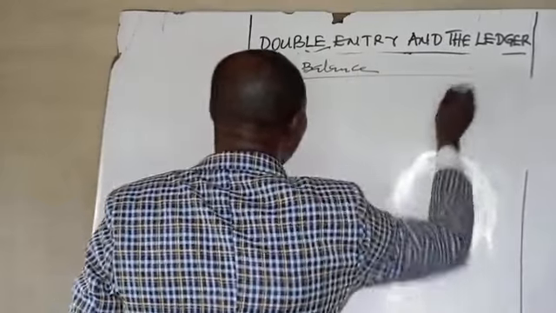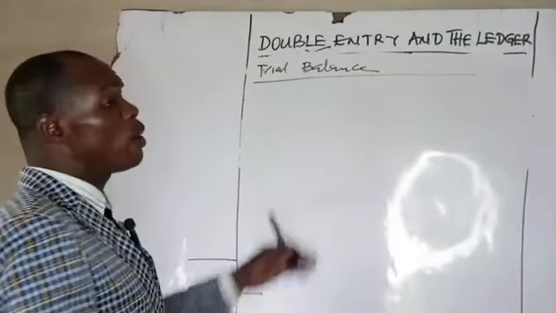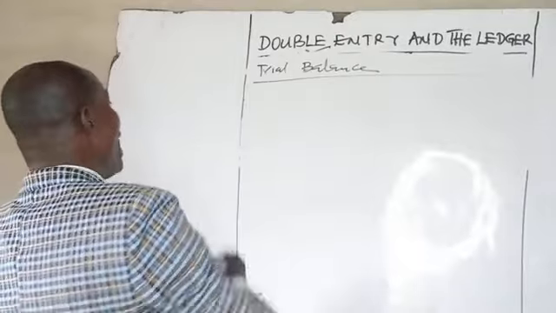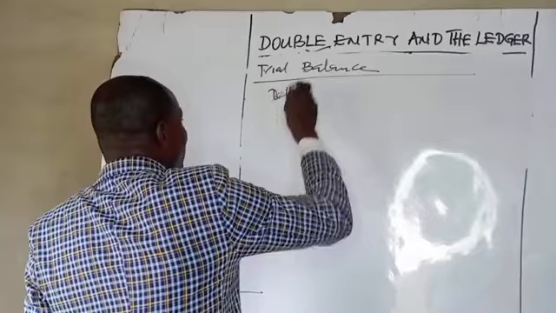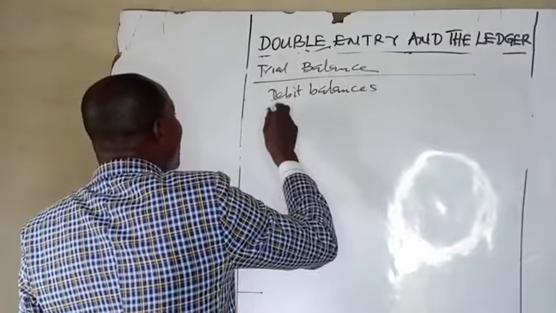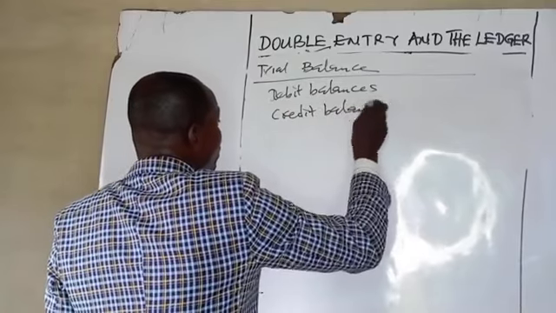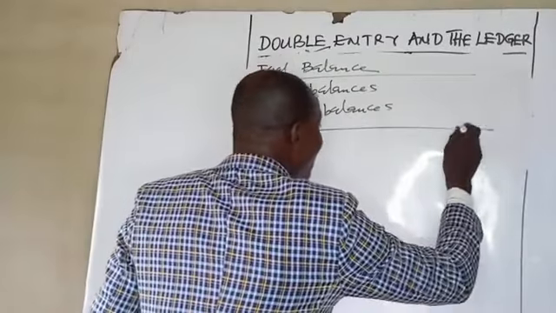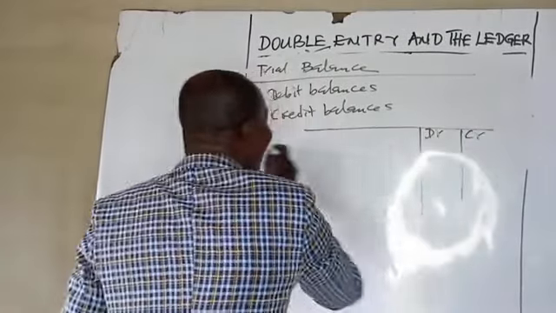After your transactions have been posted to ledger, you are going to balance your ledger. Then some of the ledgers may be having debit balances, and some may be having credit balances. So you are now going to extract the debit balances and the credit balances.